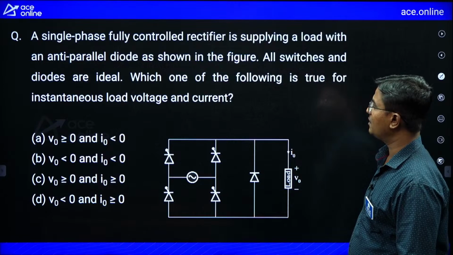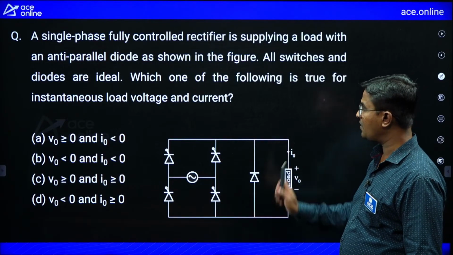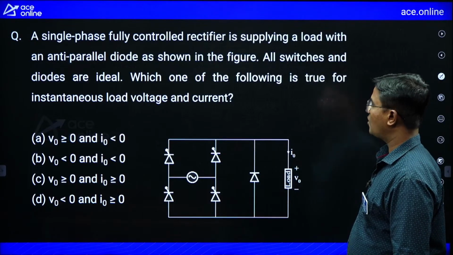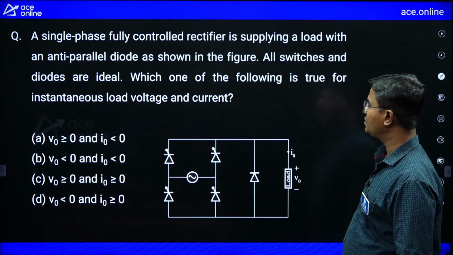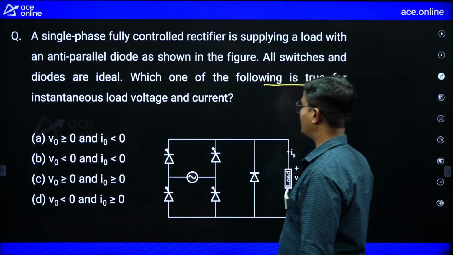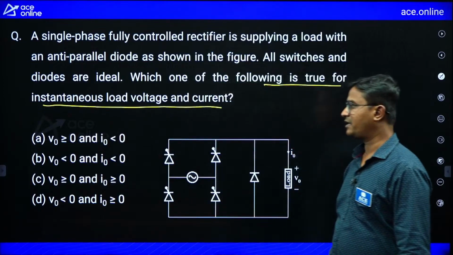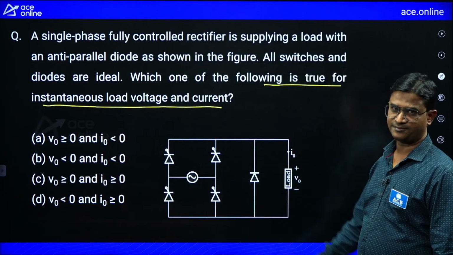Single phase fully controlled rectifier is supplying a load with an anti-parallel diode as shown in the figure. All switches and diodes are ideal. Which one of the following is true for instantaneous load voltage and current? Tell me the correct option.